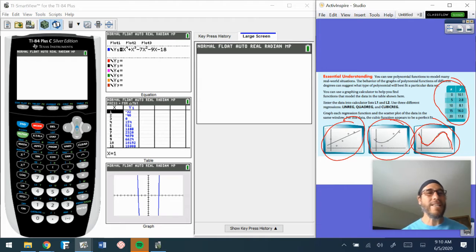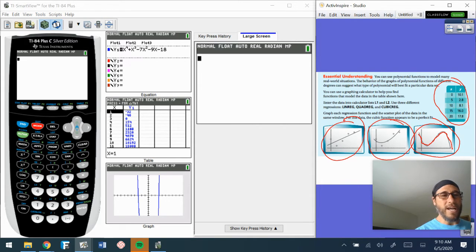All right, and then there's a way that we can actually do this in our calculators to show that cubic is the best. So what I need you guys to do is turn on your calculators, and we need to get it ready first for what we are about to do. We're going to find what we call the best fit, the best model for the points that we are given. Now, in order to do that, we need to have what we call our diagnostic on.